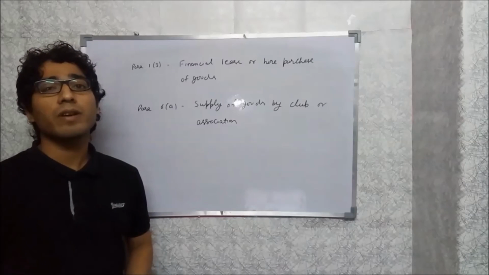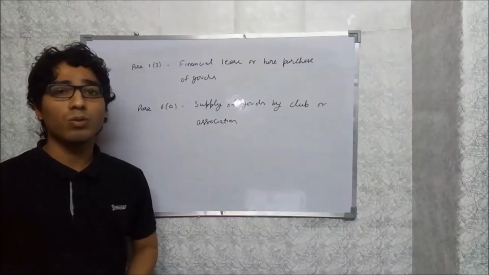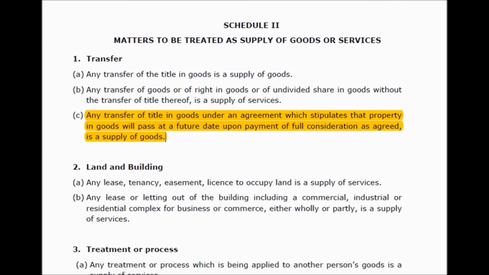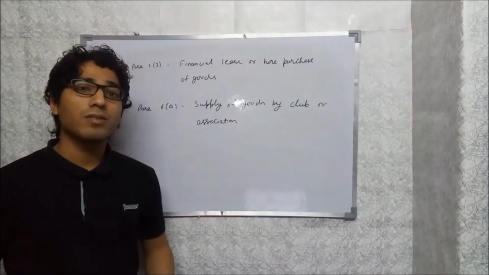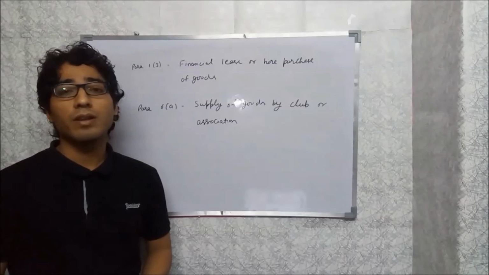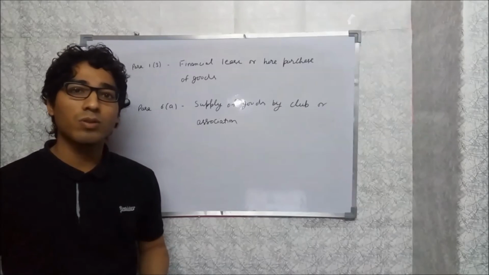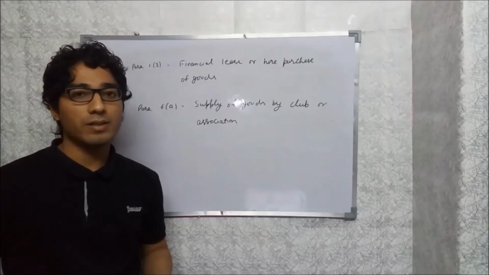And the second transaction is covered under para 1.3 of Schedule 2, which says any transfer of title in goods under an agreement which stipulates that property in goods will pass at a future date upon payment of full consideration as agreed is a supply of goods. It covers financial lease or hire purchase of goods. So financial lease or hire purchase of goods is also a deemed supply of goods under GST.